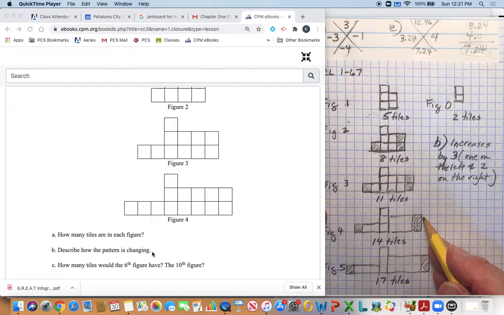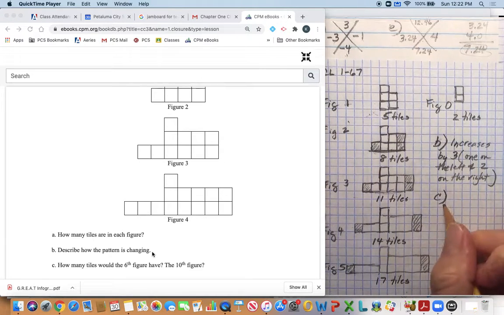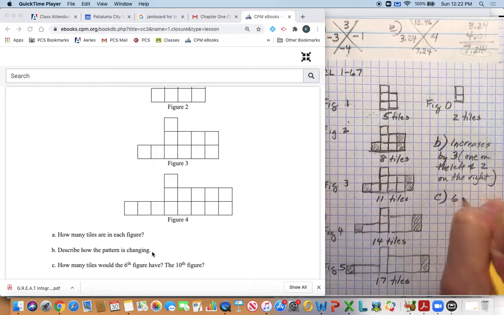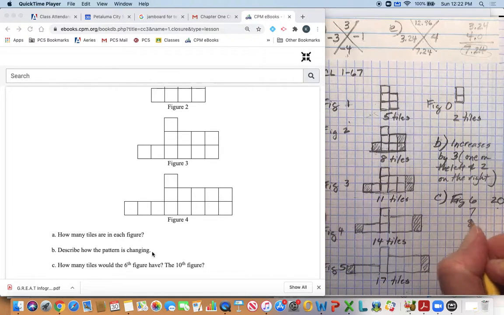All right, and C is how many tiles would the 6th figure have and how many tiles would the 10th figure have? Okay, so how many would figure 6 have? Well, that's kind of easy because all I have to do is add 3 to 17. So I know that's 20. And then the 10th figure, I could figure that out just by going on and adding 3 each time and getting down to what that number is.